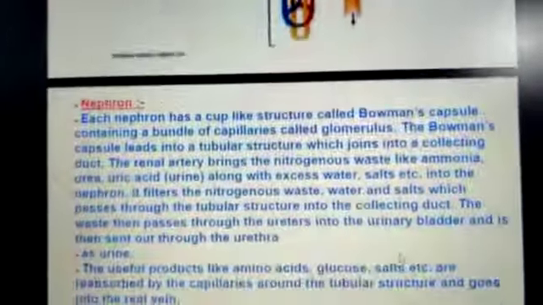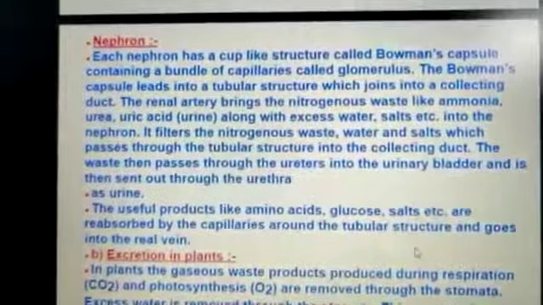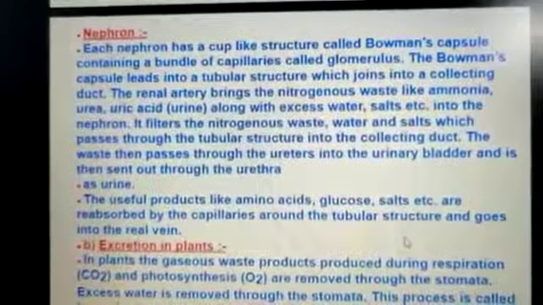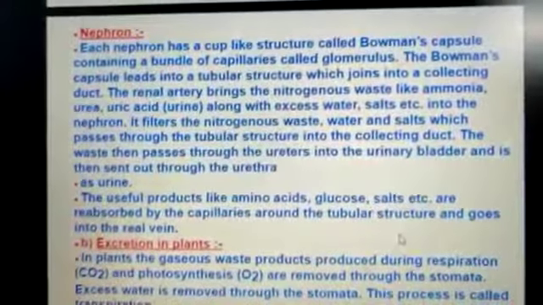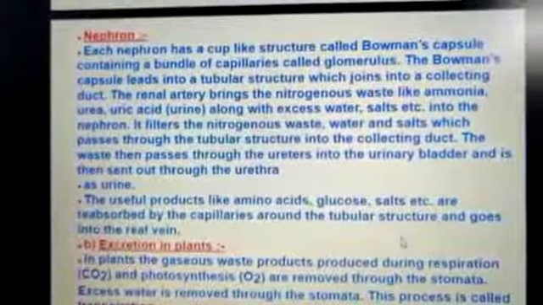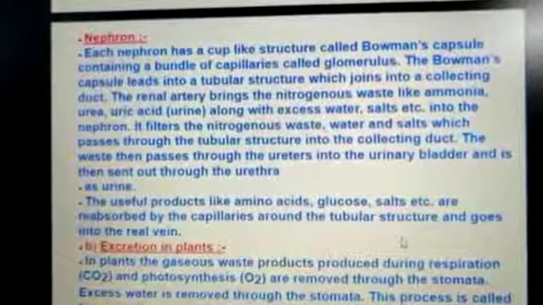You just copy down these notes in your classwork copy. Now you just have a look. Each nephron has a cup-like structure called Bowman's capsule. It's just a recap. Containing a bundle of capillaries called glomerulus, the Bowman's capsule leads into a tubular structure which joins into a collecting duct.